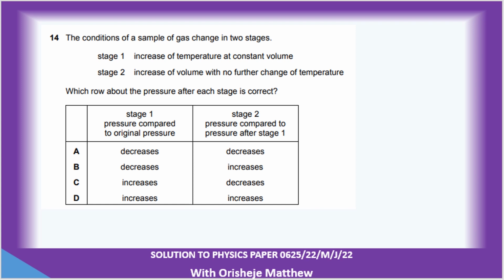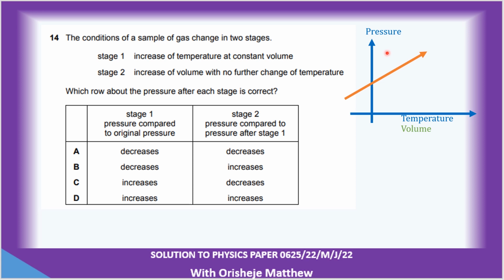The condition of a sample of gas changes in 2 stages. Stage 1: increase of temperature at constant volume. That's Charles' law. Stage 2: increase of volume with no further change of temperature.